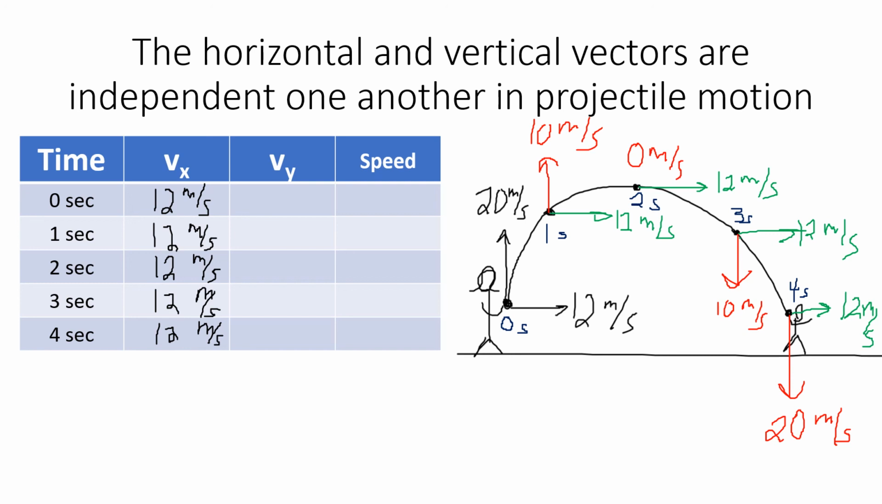The Vy's, well, now we got to go ahead. They're still here. At 0 seconds, the Vy was 20. And then at 1 second, it was positive 10. Okay, so I'm just looking at the diagram that I've already made, and I'm showing you where these numbers come from. Remember, negative means down. Because that 10 is next to a down arrow, it's going to be negative.